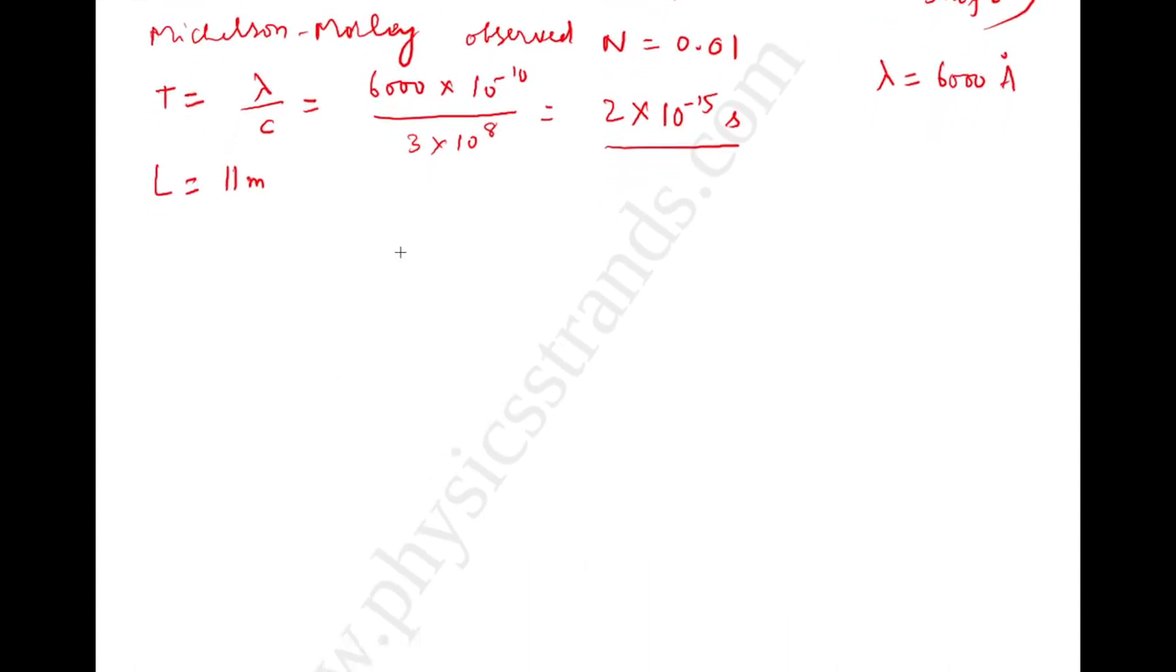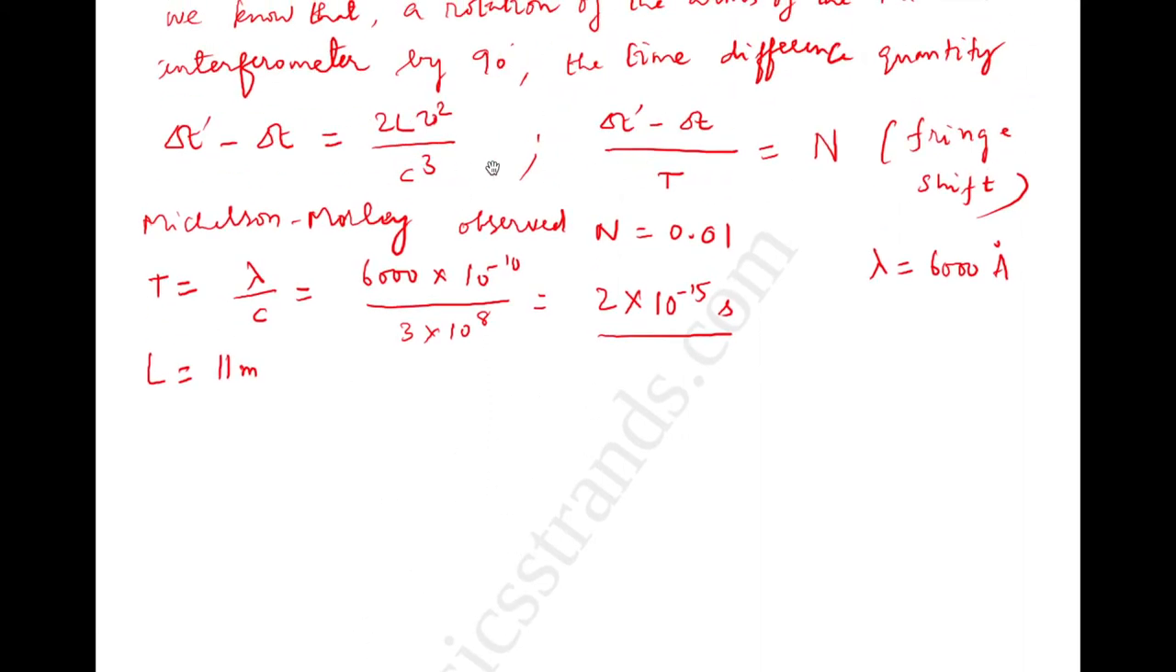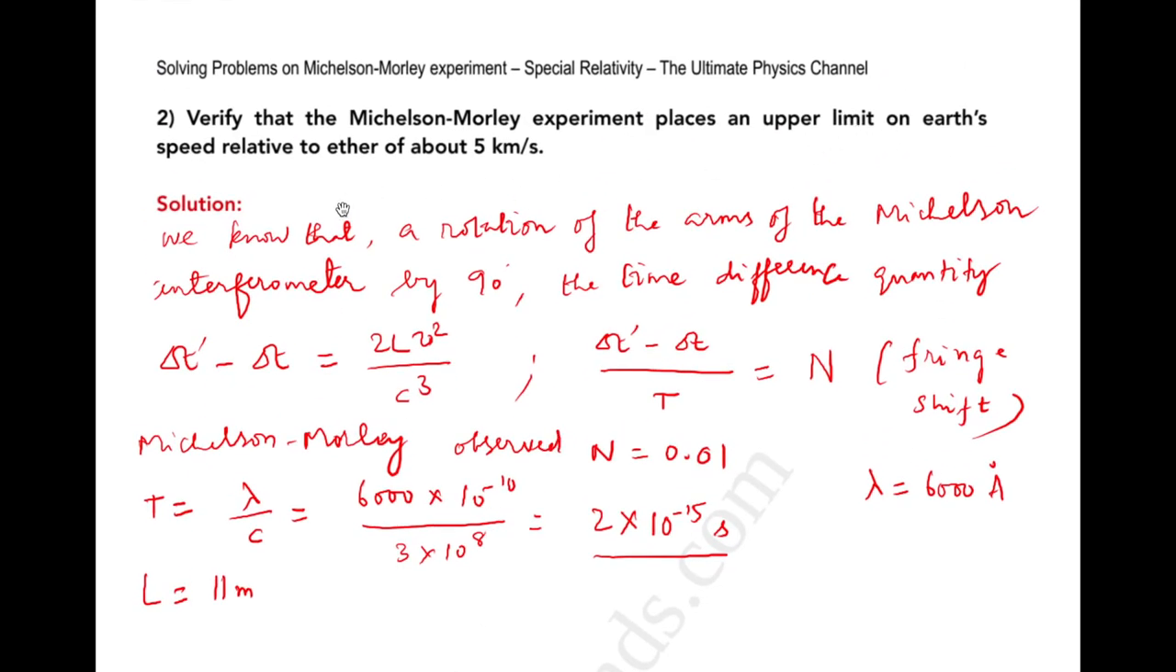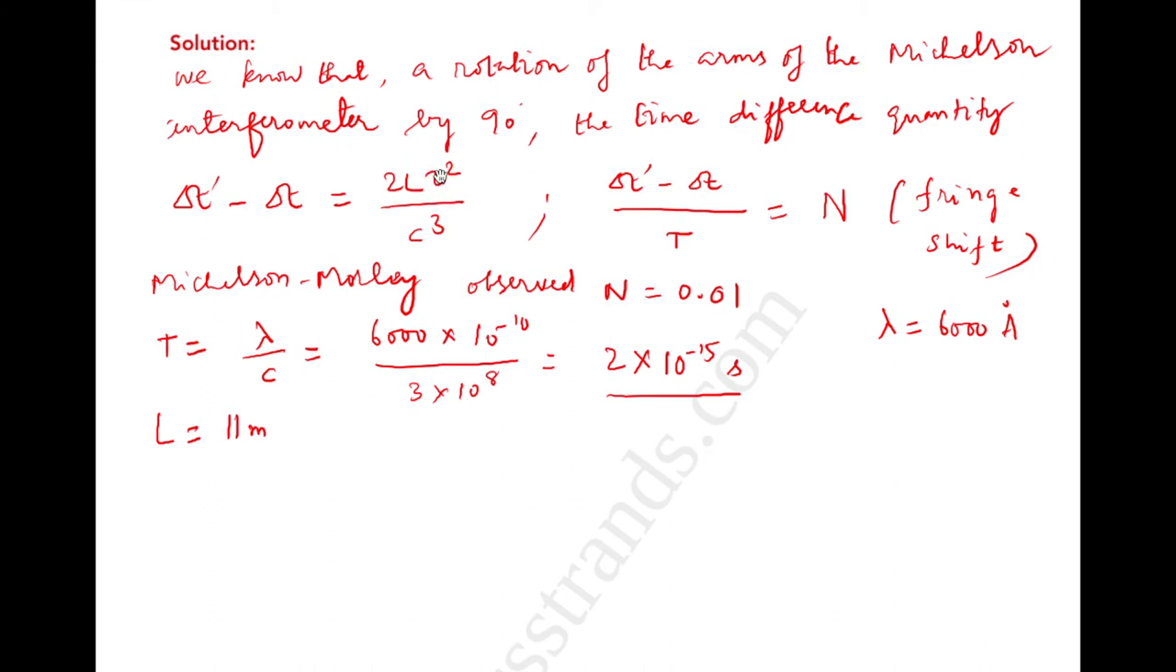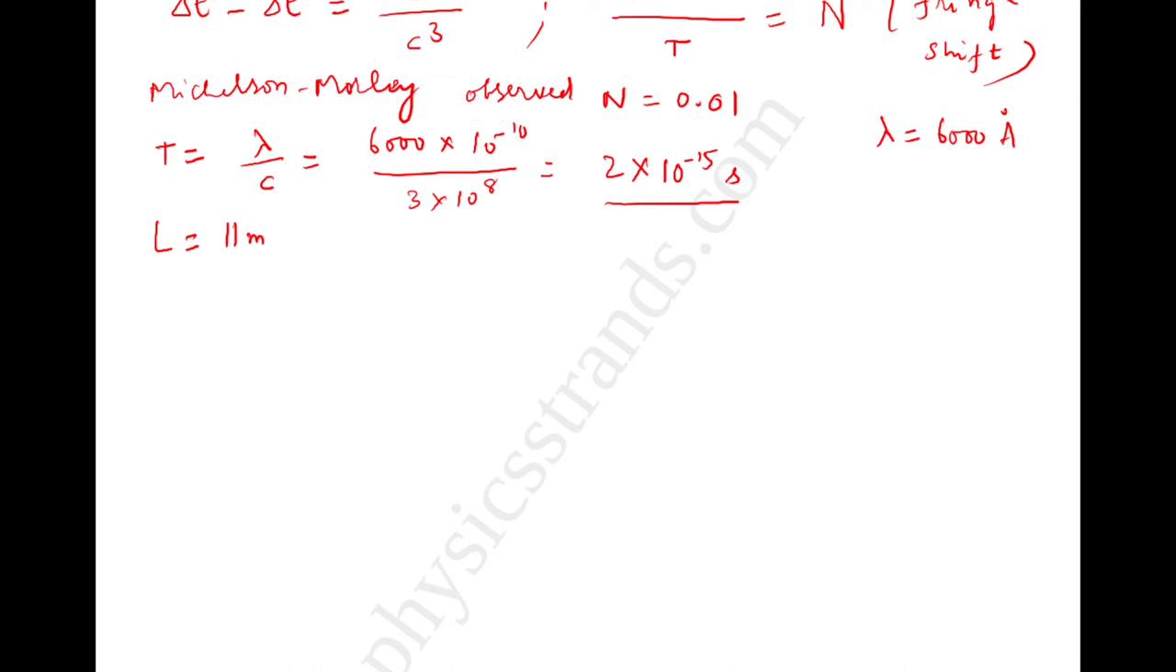Therefore, I can compare these two quantities we have written here and use these values in this equation to get the speed, because we want to find out the upper limit on Earth's speed relative to the ether of about 5 kilometers per second. We have to verify that here. The speed we are talking about is this small v. So 2Lv squared over c cubed is the quantity Δt′ minus Δt, and that over T is equal to the fringe shift n. Now this can be rewritten as 2Lv squared over c cubed equals nT.